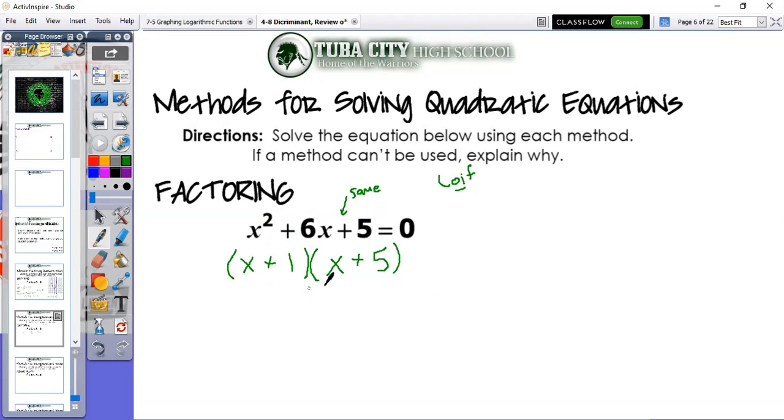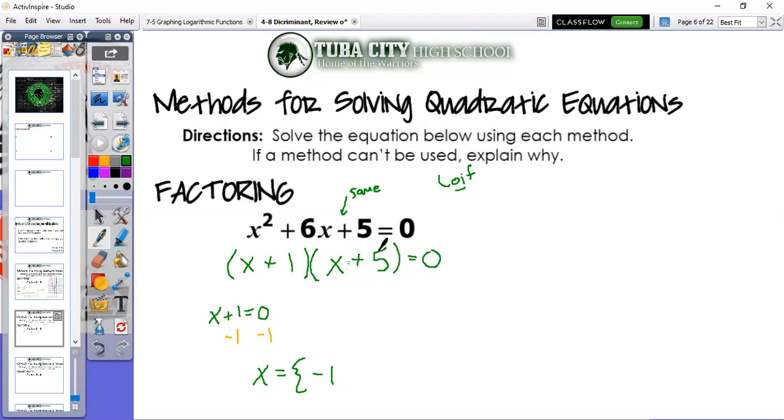This is factored in the correct way, but we have to use our zero product property. Zero product property says that one of these bubbles must end up being 0, or even both of them must end up being 0. So what can I plug in for x so that when we multiply it, we get 0? Okay, well, let's make this bubble into 0. X plus 1 equals 0. So if I were to minus 1 from both sides, x equals, I get my first solution, which is -1.